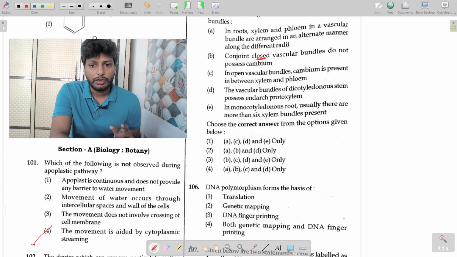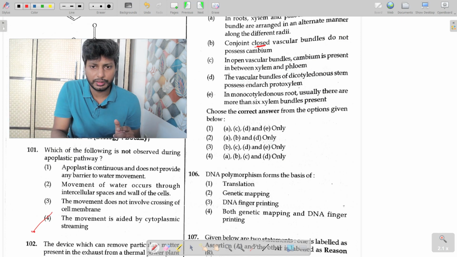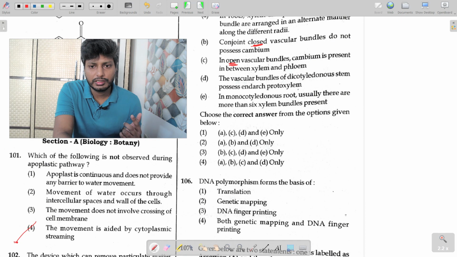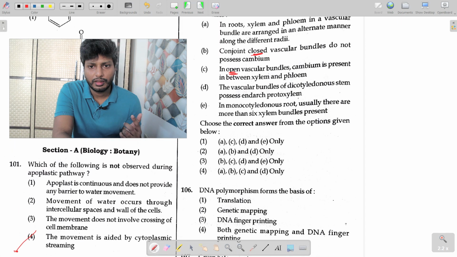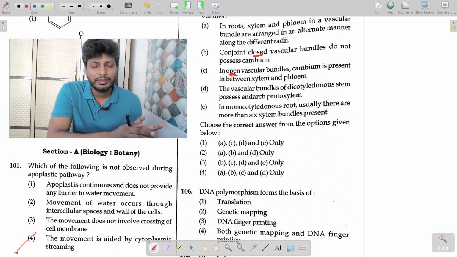Option number 3: in open vascular bundles, cambium is present between. See, a similar type of statement. Now here they are talking about the open, and as we said, in open conjoint, cambium is present. Okay, fine. Option number D: the vascular bundles of dicot stem possess enlarged protoxylem. Dear students, the fourth statement is absolutely right, because we all know that in stem we always see endarch type of arrangement of the xylem.